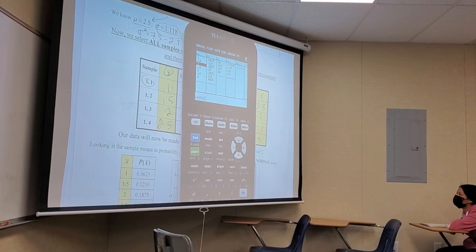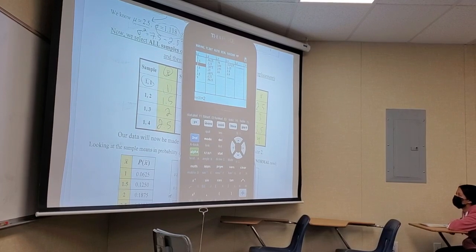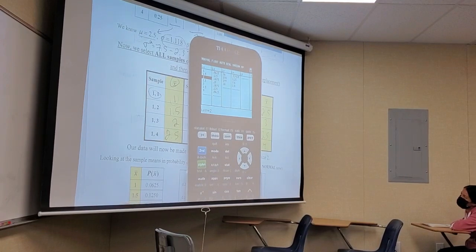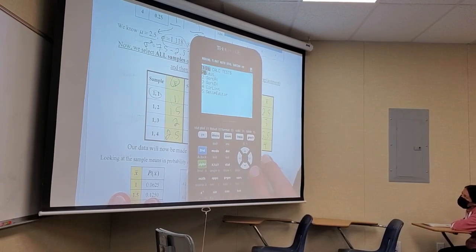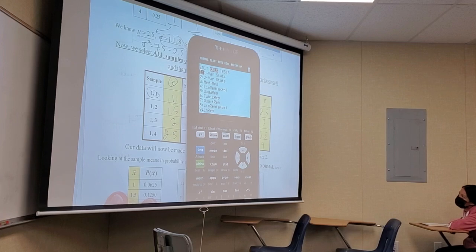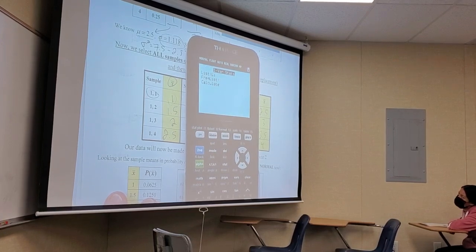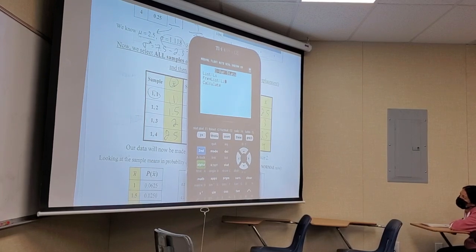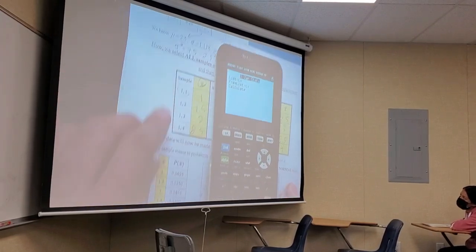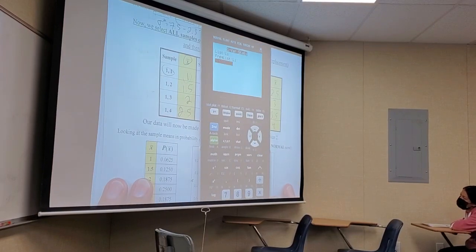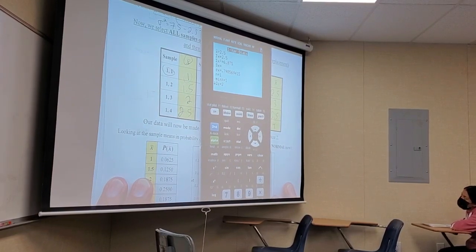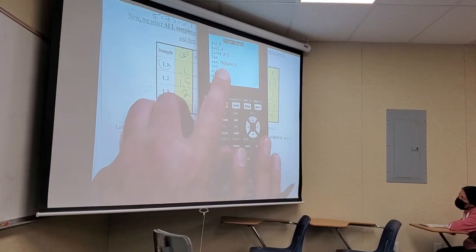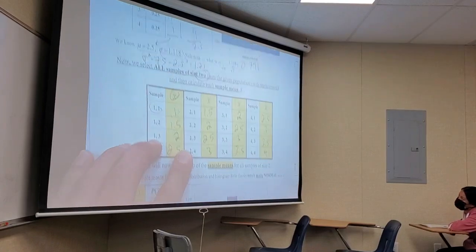That's better. And just to remind you guys, does anyone remember the shortcut that you could use to check work like this? If you go stat, calc, 1 var stats, and this time I'm going to put in my frequency list as list 2. This is my frequency list. If I calculate, now I get a mean of 2.5 and a standard deviation of 0.791. Does that look familiar? That's what we got up here, right?